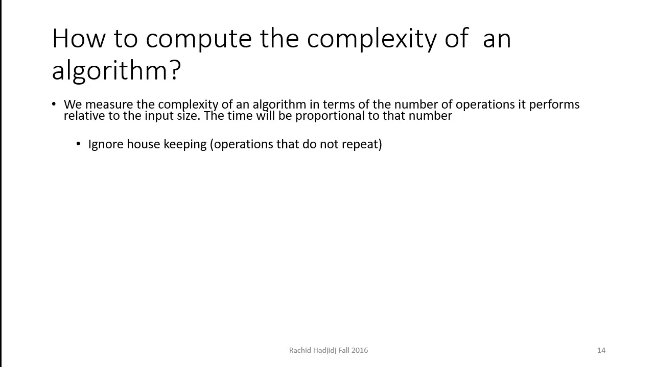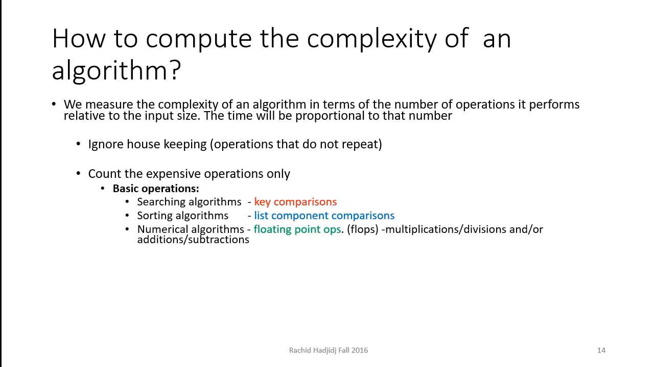But do we count all operations? No, we try to keep it simple. We ignore housekeeping. We ignore all operations which execute in a constant amount of time. We count only expensive operations and only those operations which are related to the problem we are trying to solve. For instance, if you consider searching, well, it's about comparing numbers. So we use key comparison or number comparison. We count those operations. If it is a sorting problem, well, we also count number comparisons.